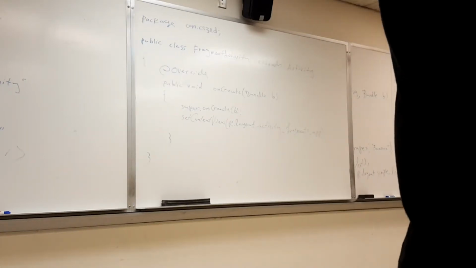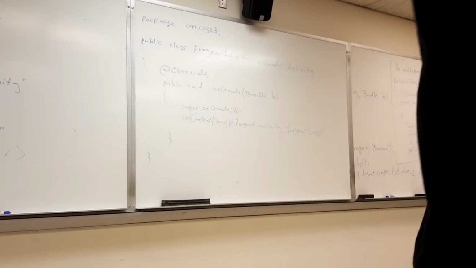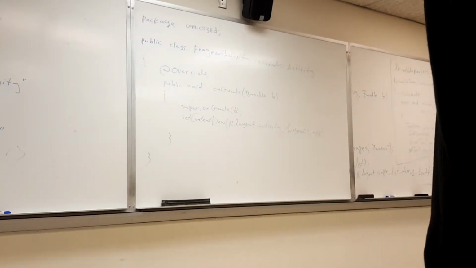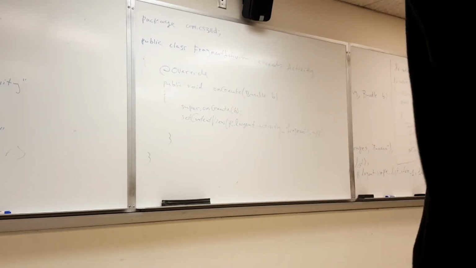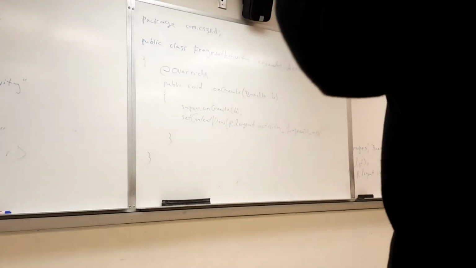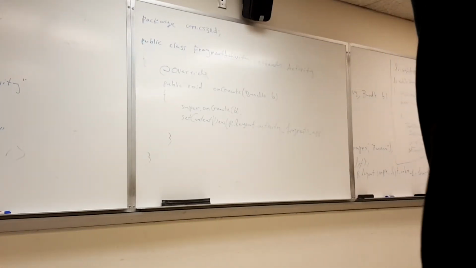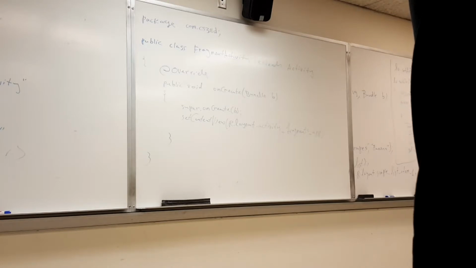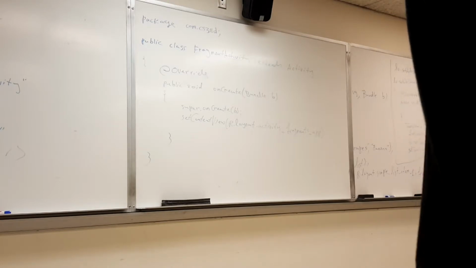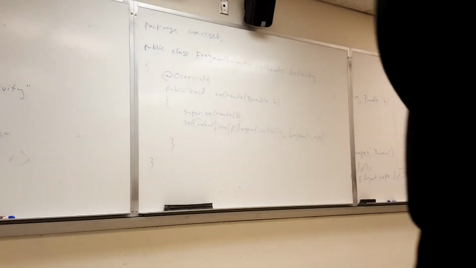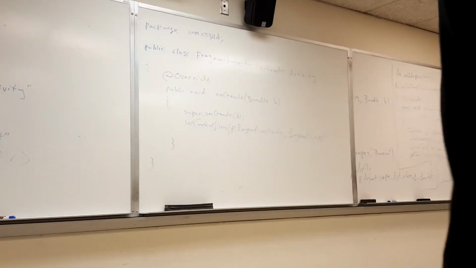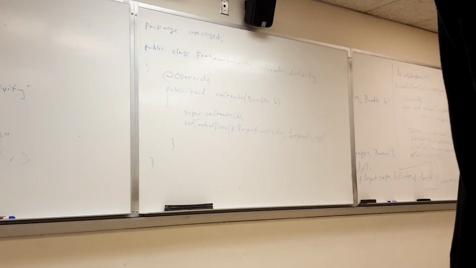So in this case, we need to have two activities. One activity is taking care of displaying the list view. And when you select an item, let's say Apple, immediately another activity should fire up and display the results, right? Following? Sure. Okay?